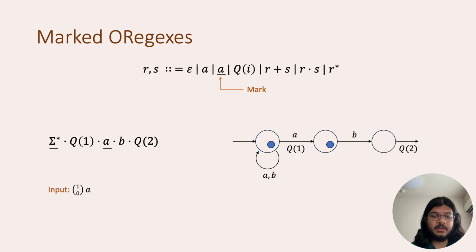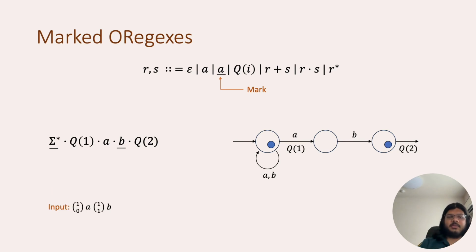Upon receiving an additional B, the state immediately following the transition marked A is no longer active. This is also reflected in the markings of the O regex. In this way, the markings on the regex reflect the active states of the NFA that it is simulating.